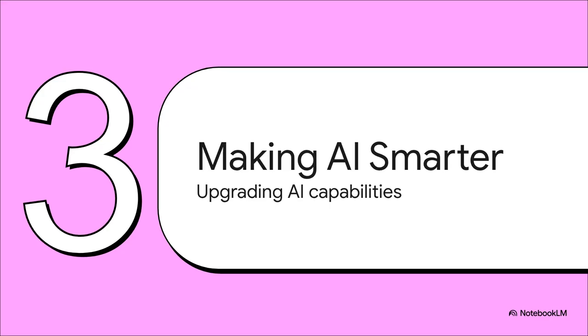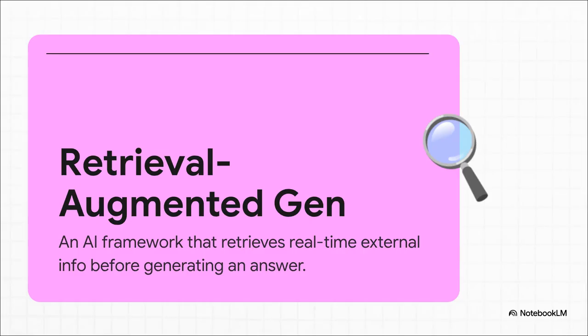So we've got the building blocks. Now for the fun part. How do we take these AI systems and make them even smarter? Let's get into how we can seriously upgrade their capabilities. First up is a technique called Retrieval Augmented Generation, or RAG for short.